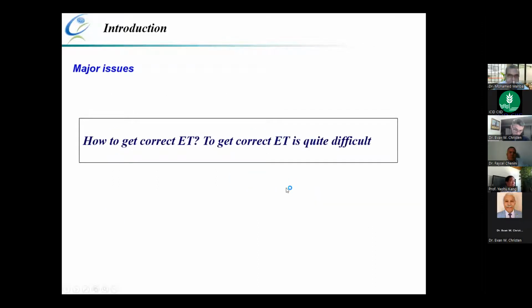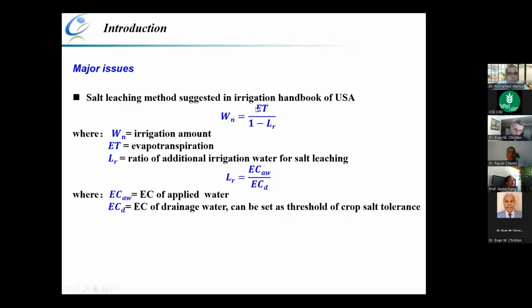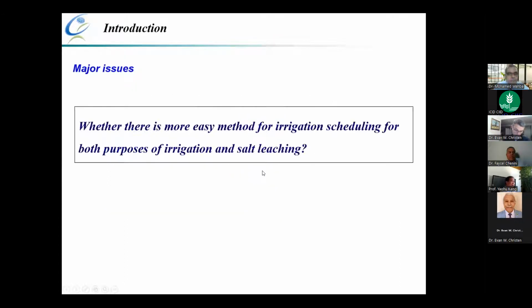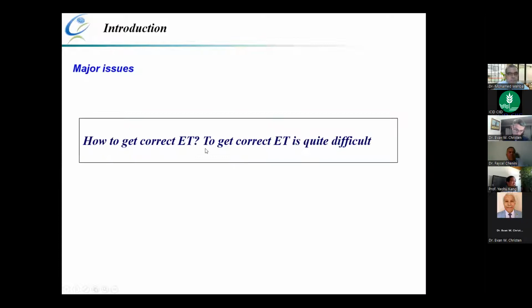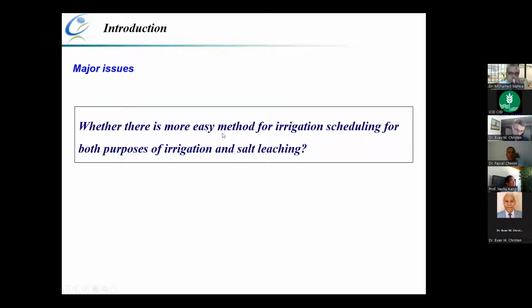But as we know, getting the correct ET is quite difficult. So the problem is how to get the correct ET. If the ET is not correct or has many errors, the irrigation amount will not be correct. So is there an easier method for irrigation scheduling, for both the purposes of irrigation and leaching?